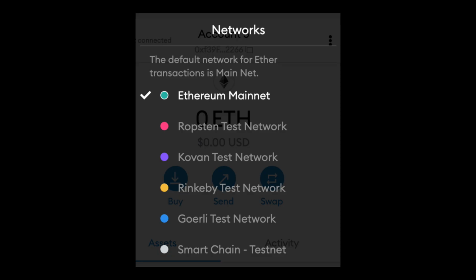For developers, it's also a serious pain in the behind because you have multiple nets. You have test nets and the main net. The test nets being Rinkeby, Kovan, and Ropsten. And each test net would require you to go through a process to actually get ETH in order to test your application.